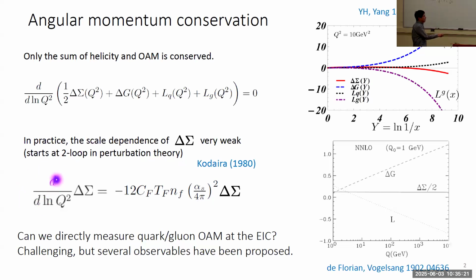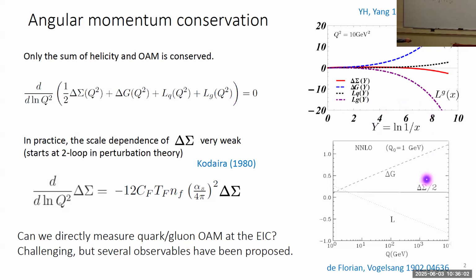So if you plot delta sigma as a function of renormalization scale, it's almost flat like this, because it has a very weak anomalous dimension. However, delta G has a larger anomalous dimension, so it grows like this. So of course, it violates the spin sum rule. It has to be compensated. And in this case, it is compensated by the orbital angular momentum of quark and gluon, which moves in the opposite direction, so that the sum of all these is always 1/2.